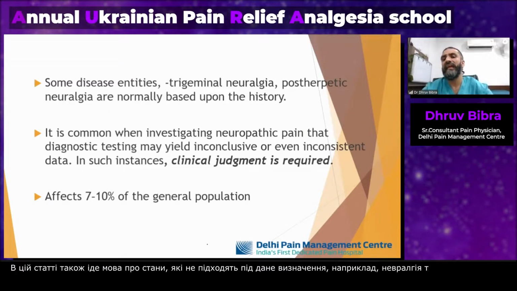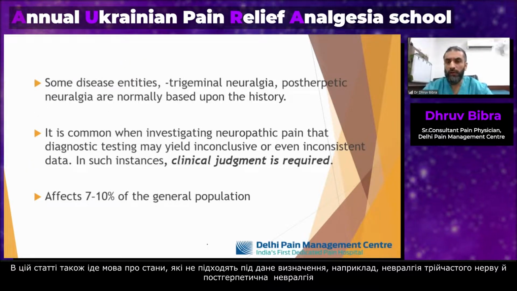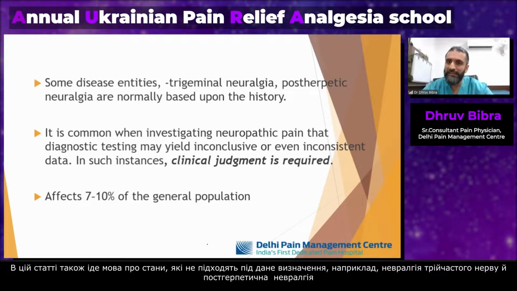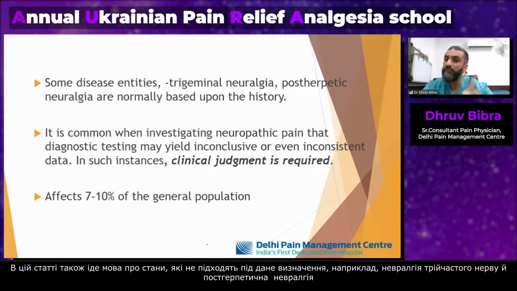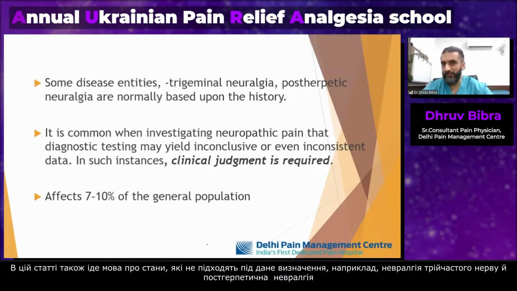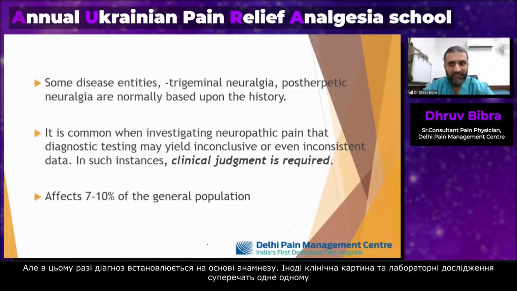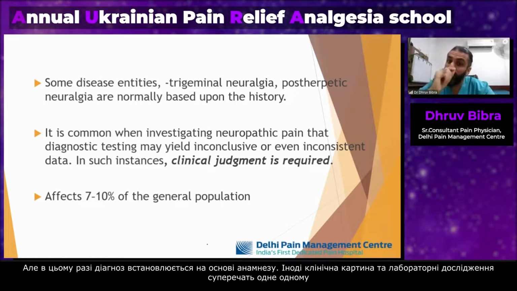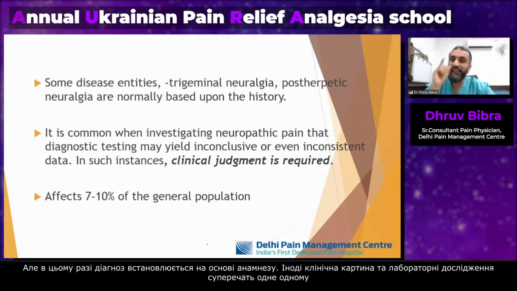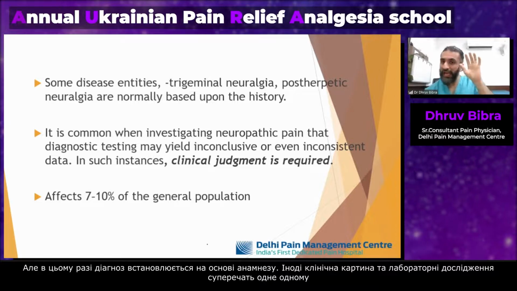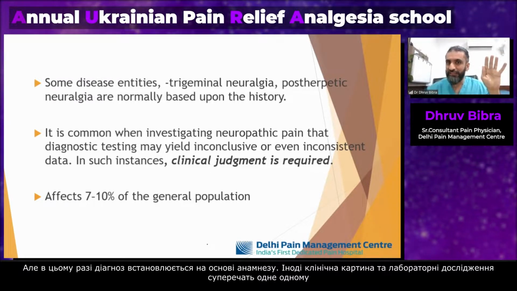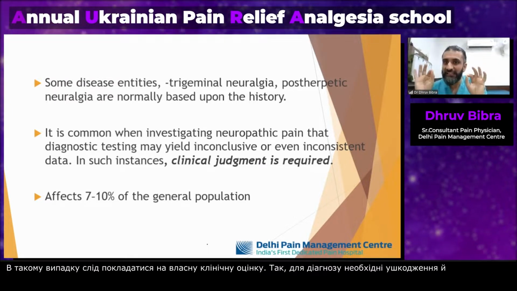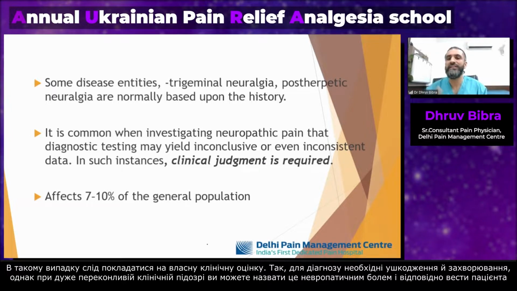Now, interestingly, in that article, they also talked about certain classical neuropathic conditions which do not satisfy this definition, like trigeminal neuralgia and post-herpetic neuralgia. In that scenario, they have said that you can diagnose the clinical condition based on history. They further go on to add that sometimes you will have a difference between the clinical picture and the laboratory test. In that case, you can use your clinical judgment.